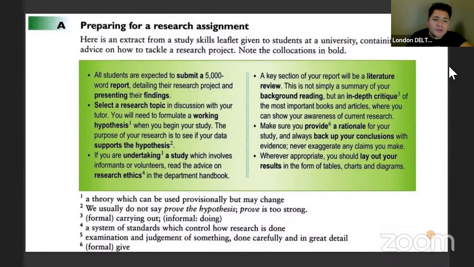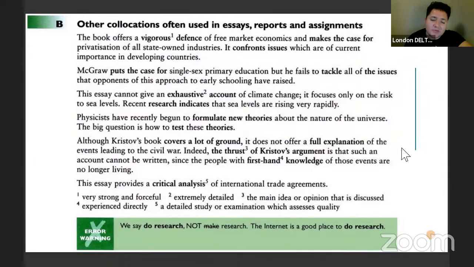Okay, so similarly, you have here some other expressions, very important. Here you have, for example, we don't say send a report. We prefer to say submit a report. We don't say demonstrate findings. We say present findings. Okay, we don't say, for example, I don't know, show results. We say lay out your results and so on.